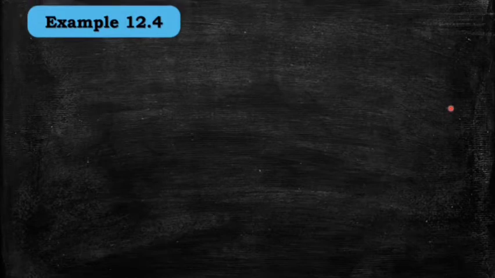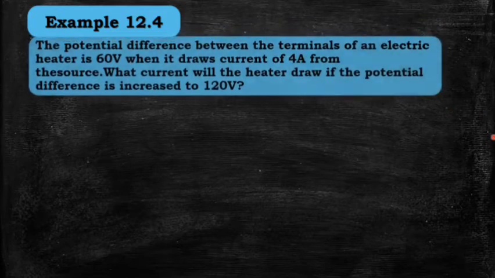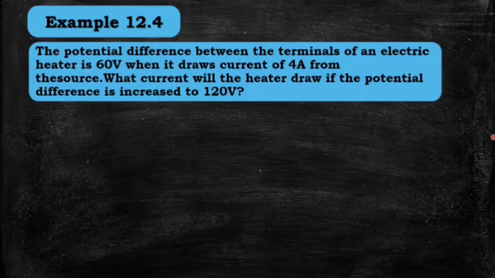Let us solve the next example, that is 12.4. The potential difference between the terminals of an electric heater is 60 volt when it draws a current of 4 amps from the source. What current will the heater draw if the potential difference is increased to 120 volt? What they are telling is, between the terminals of an electrical heater, it is 60 volt, it draws 4 ampere. What if the 60 volt is increased to 120 volt? What will be the current drawn?